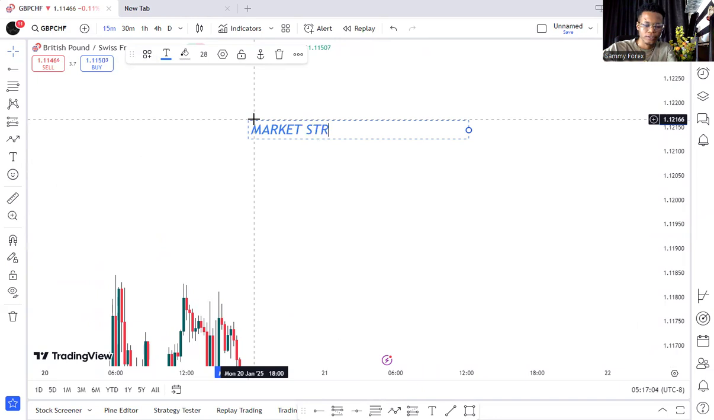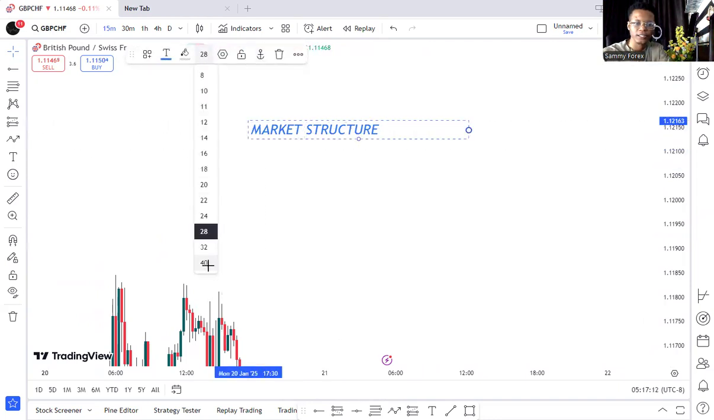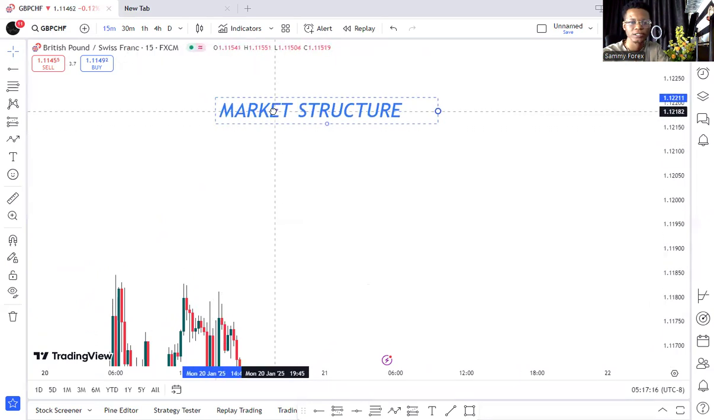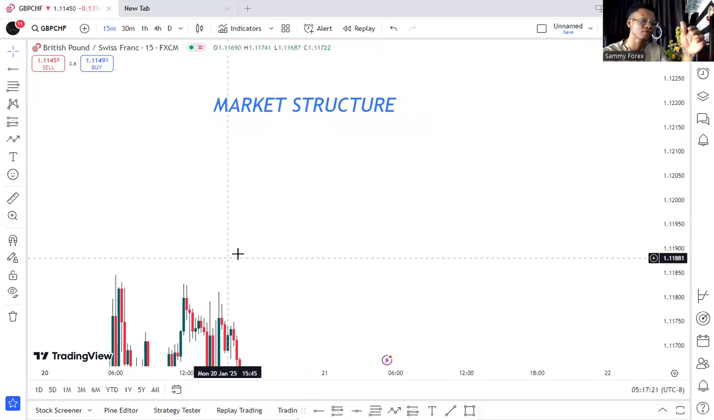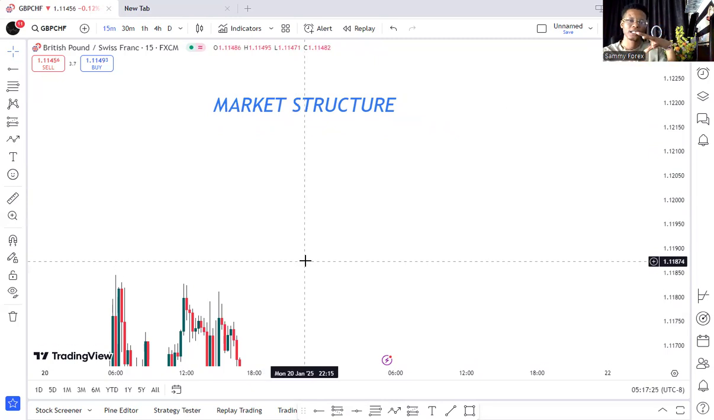Market structure. So guys, put your focus on this class. It's gonna help you a lot. Identify the market structure, how to trade it, how to know when market is trending up, how to know when market is trending down, how to know when market is on consolidation, sideways, when to avoid price, and then wait for a clear breakout.